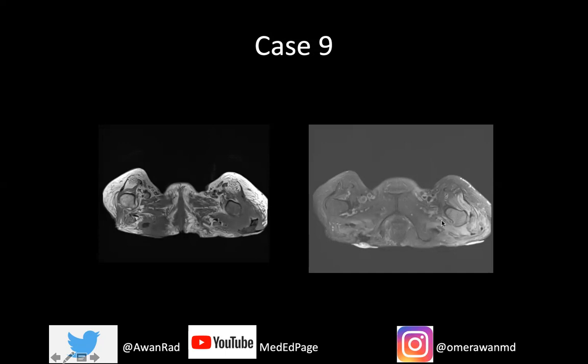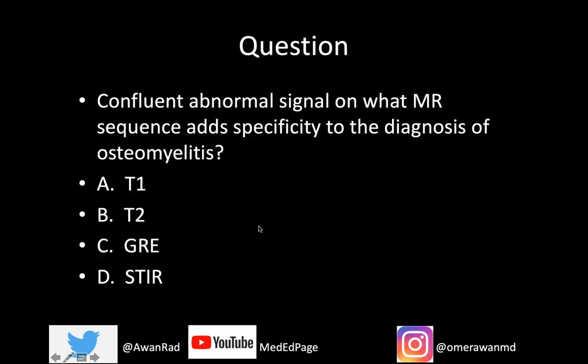A lot of soft tissue edema in this case of acute osteomyelitis. Well, the question is, confluent abnormal signal on what MR sequence adds specificity to the diagnosis of osteomyelitis? That, of course, is T1. T1 is more specific. T2 is more sensitive, right?